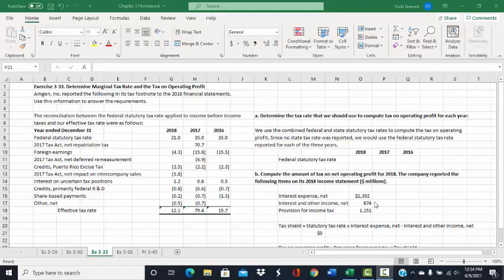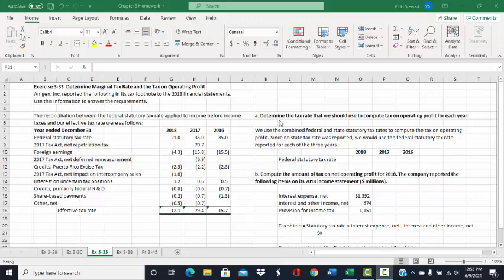This is a demonstration of exercise 333, determine marginal tax rate and the tax on operating profit. Amgen Inc. reported the following in its tax footnote to the 2018 financial statements, and the problem tells us to use this information to answer the requirements. So they have provided us with the information from Amgen's tax footnote showing where they reconciled from the federal statutory tax rate down to their effective tax rates for each of these 3 years.